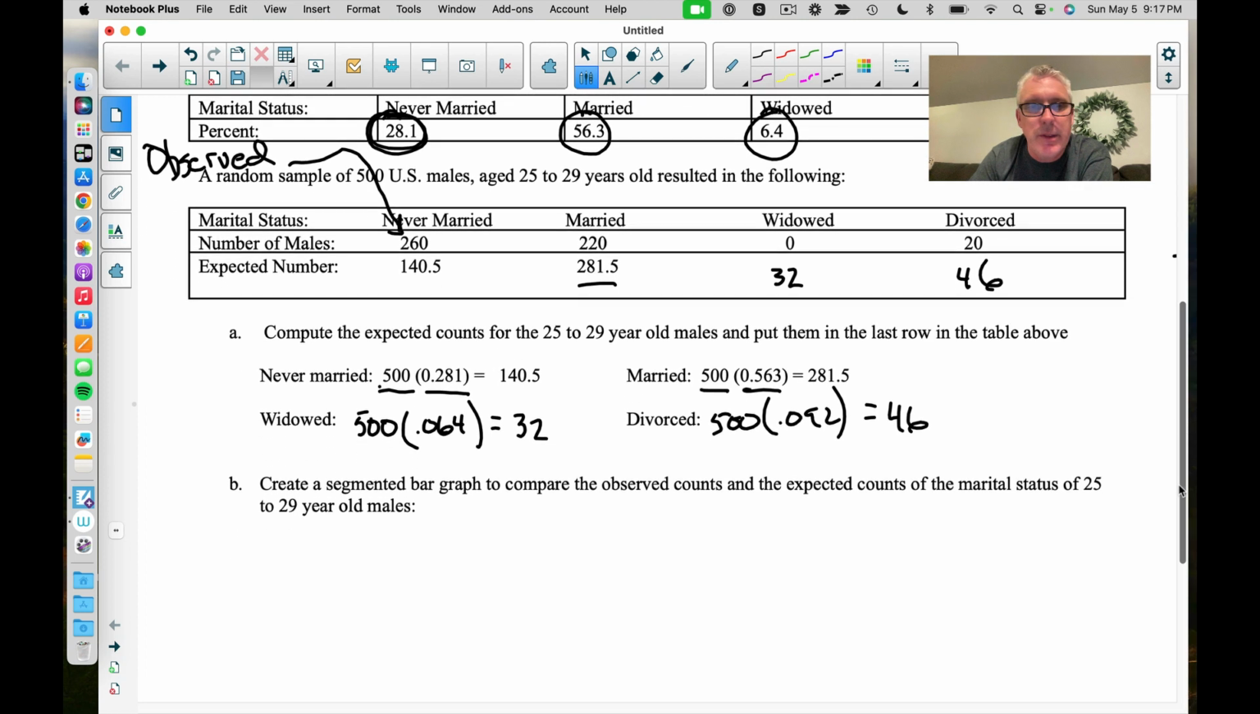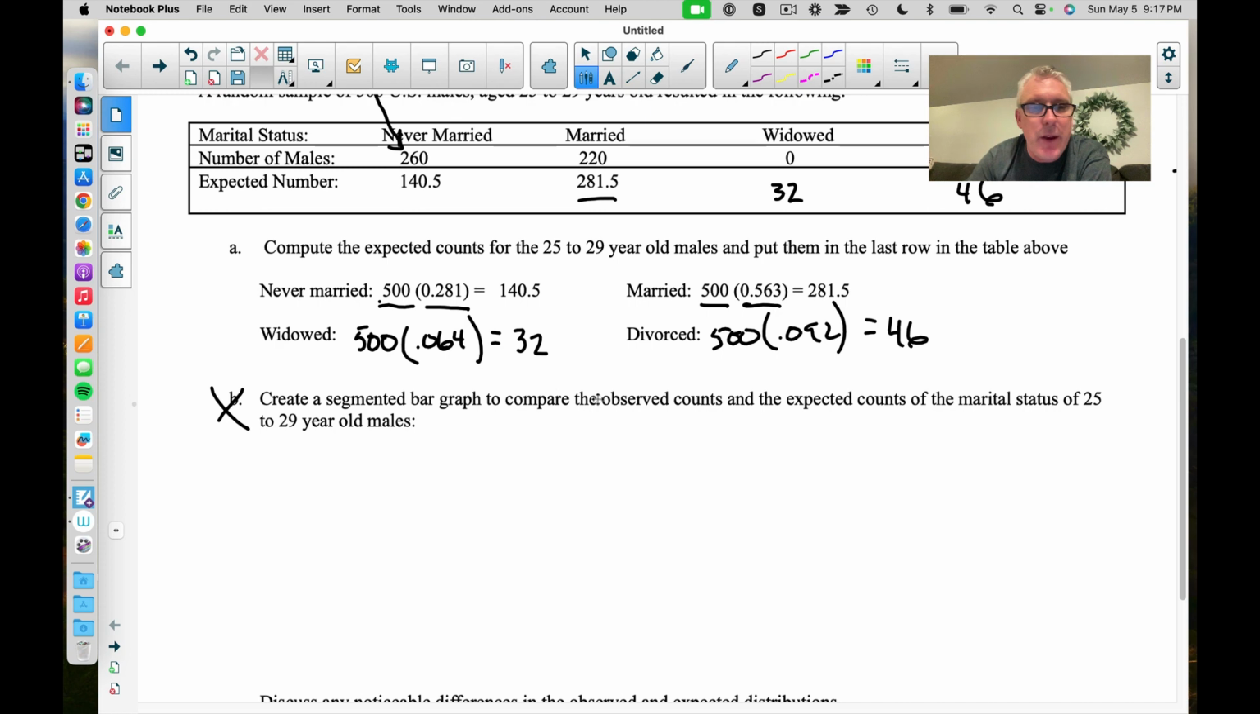All right, let me try and move this down. Create a segmented bar graph, not doing it. Not enough time. Not that big a deal either.